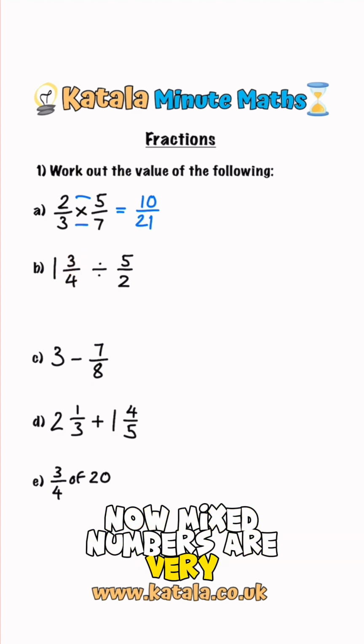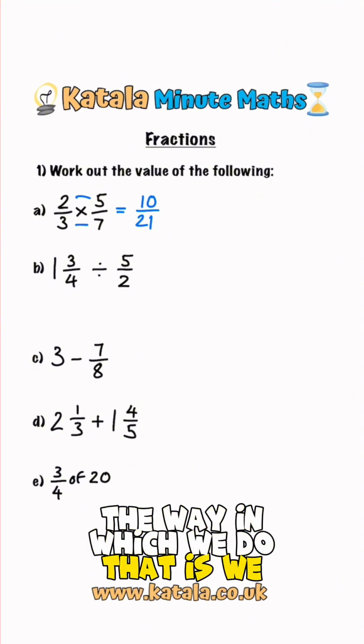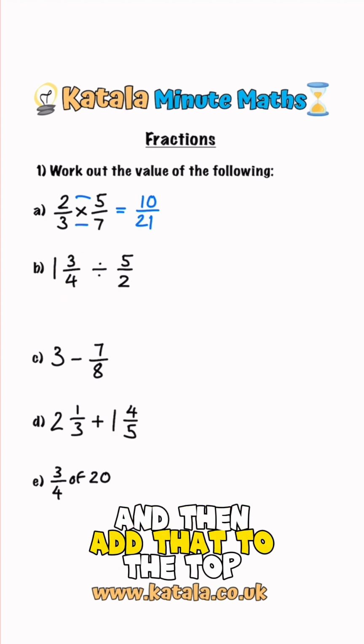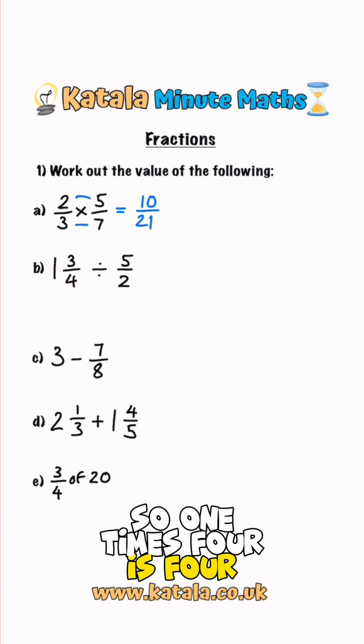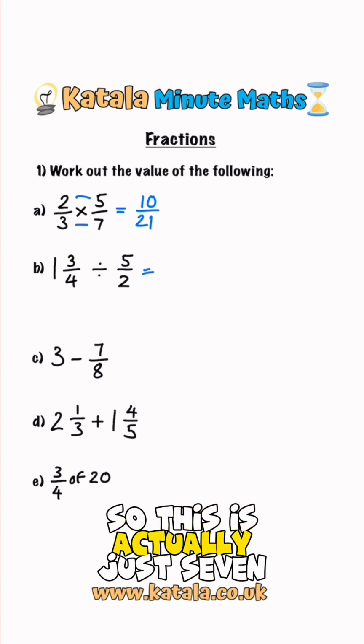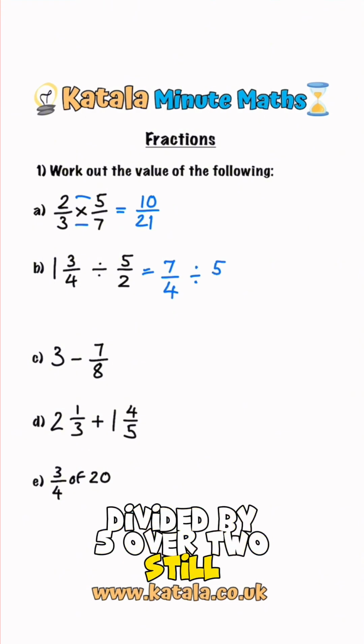Now mixed numbers are very horrible to work with, so what you want to do is turn this into a normal fraction. The way in which we do that is we take our whole number and we times it by the number on the bottom and then add that to the top. So 1 times 4 is 4, add that to 3 is going to give us 7. So this is actually just 7 over 4 divided by 5 over 2 still.